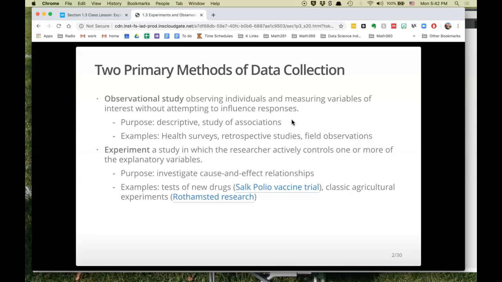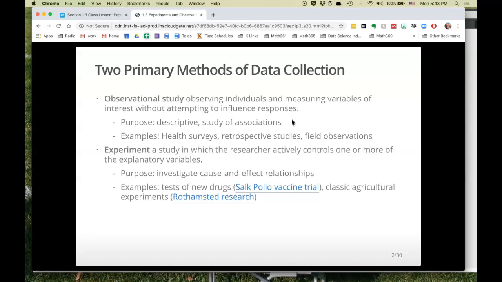Some examples of this would include health surveys, and by that I'm thinking of things like the NHANES study, which is a large-scale longitudinal study that's intended to represent the entire population. Another example is retrospective studies, where you compare, let's say, individuals with a disease versus those without, and you look back in time and see differences in behavior or risks that they were exposed to.